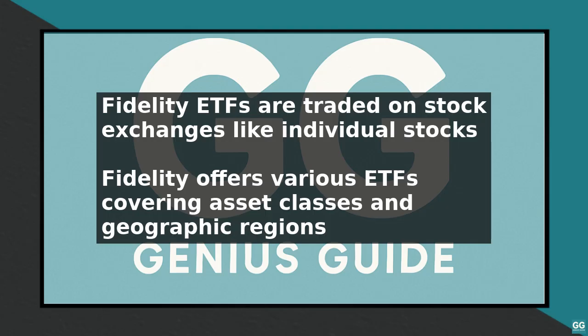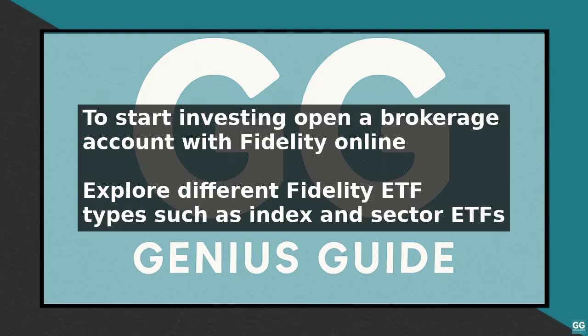To get started, you need to open a brokerage account with Fidelity. This can be done online or by visiting a local Fidelity office. Once your account is set up, you can begin exploring the different types of Fidelity ETFs available, such as index ETFs, sector ETFs, bond ETFs, and commodity ETFs.